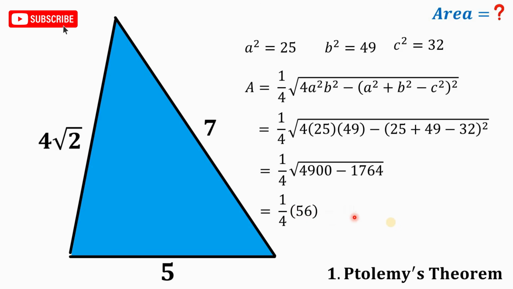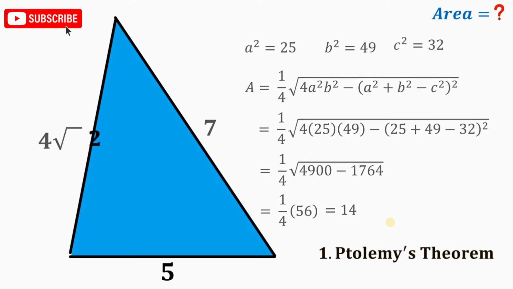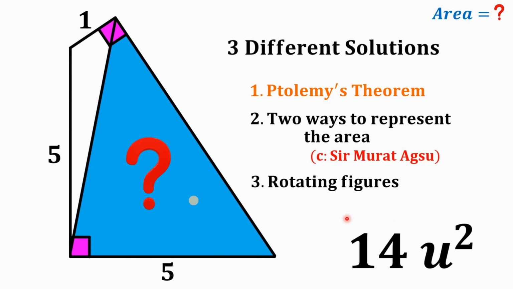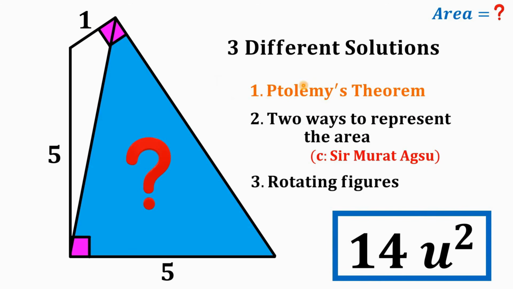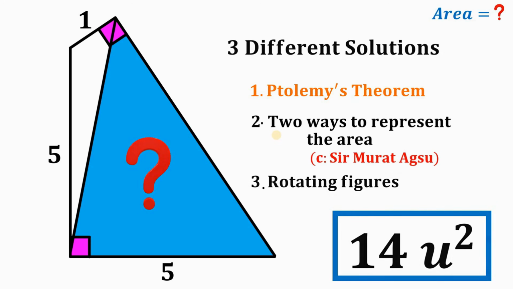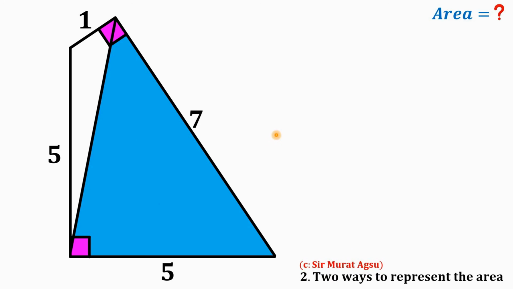And 1/4 of 56 will give us 14 square units, and that is the area of this blue triangle. And there you have it. So this is our first solution. Now, how about the solution of Sir Murat Aksu? So let's begin his solution.